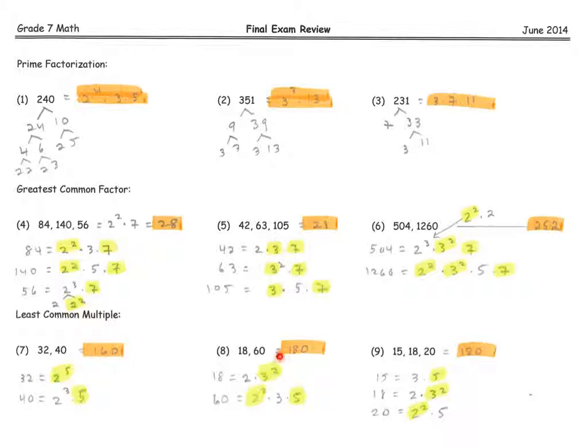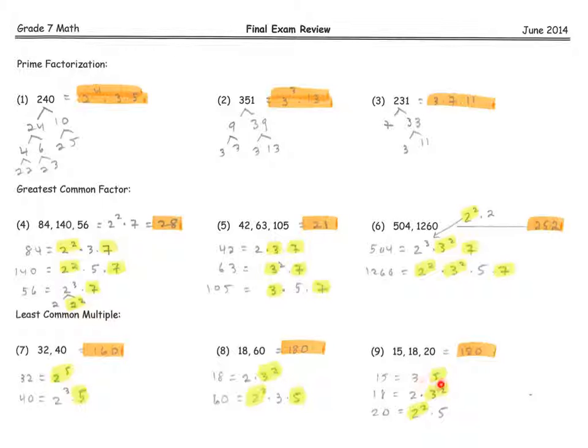In 18, I took 3 squared because there were more 3's in 3 squared. There were more 2's in 2 squared, and there were more 5's here than there were here, which was none. And when I put 2 squared times 3 squared times 5 together, I got 180.